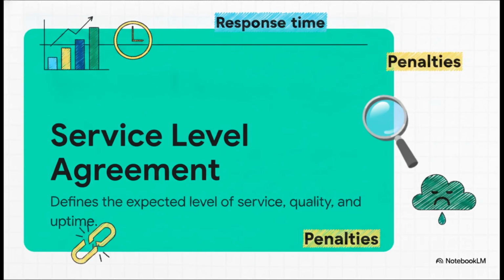Now, while the NDA protects your ideas, the SLA, the service level agreement, that guarantees the quality of the service provided. This document defines exactly what uptime is expected, how fast the vendor has to respond to a critical bug, and, crucially, what the financial penalties are if the service drops below those agreed upon standards.